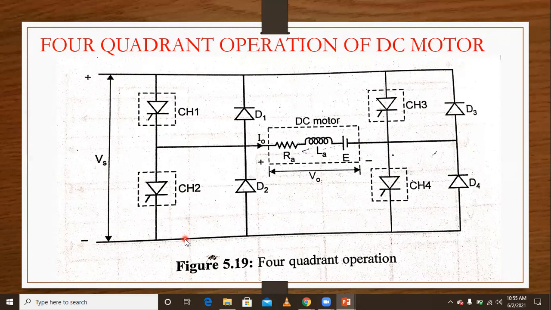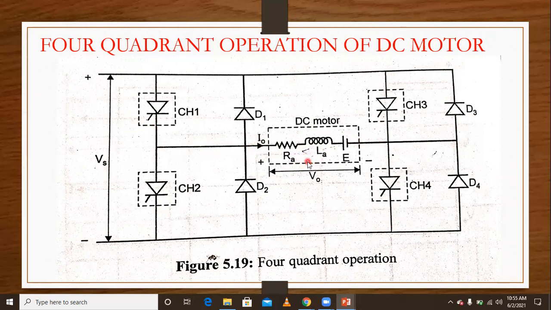Here both the output voltage and the load current are positive. The current is flowing in only one direction. Because of the source only, this machine is operating. The source current is nothing but the load current I0 flowing in this direction, and the voltage across this load is V0.